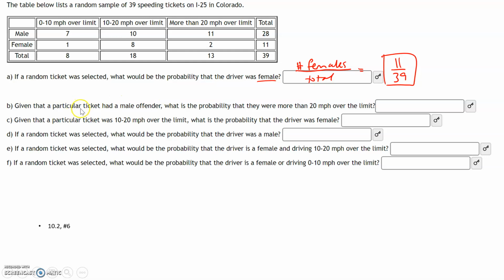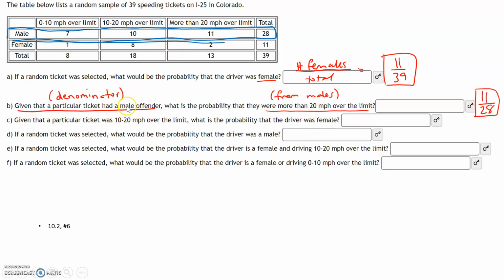Part B says, given that a particular ticket had a male offender. So here's what that means. It means that we're only choosing from the males. So the offender was a male, so we're only choosing from these 28 males. So when we're given something, our denominator is restricted to that condition. So our denominator is only going to have these 28 males.